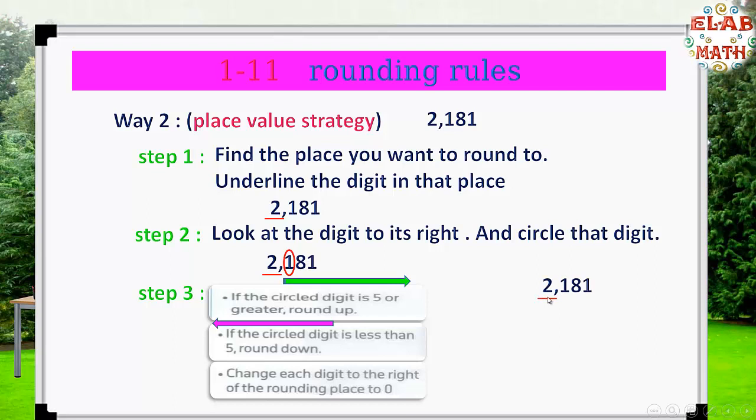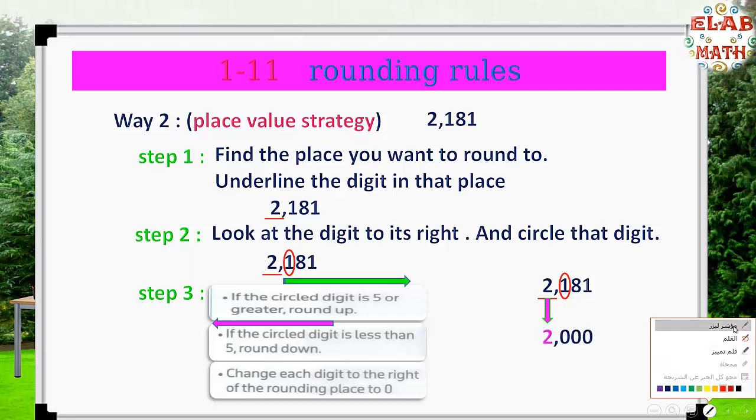Like here, put a line and make a circle. The circled digit is 1. 1 is less than 5, that means we should leave 2 without a change and write 2000. Now we have made rounding using the place value strategy.